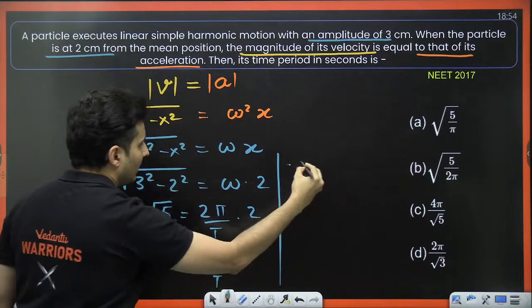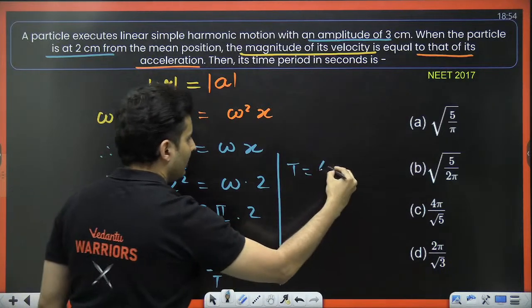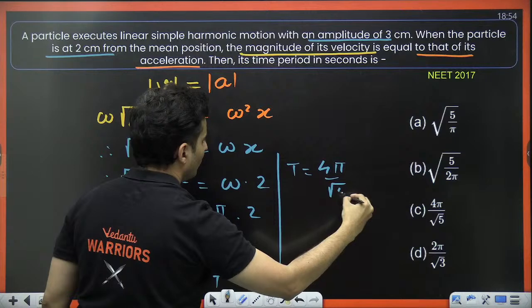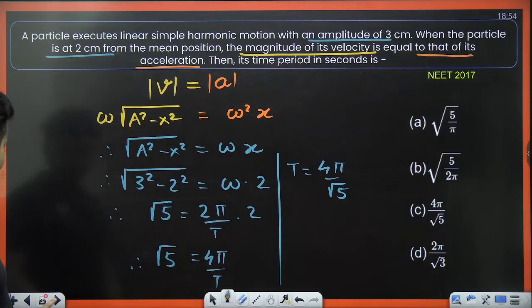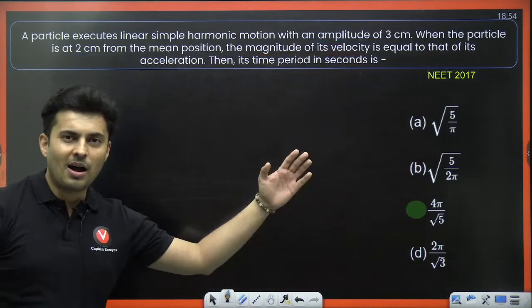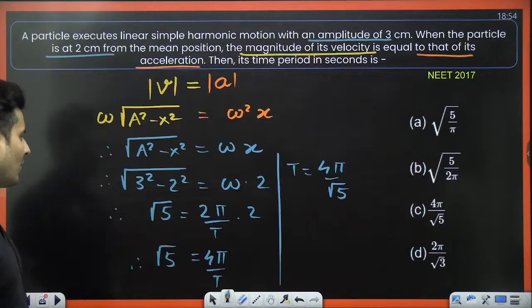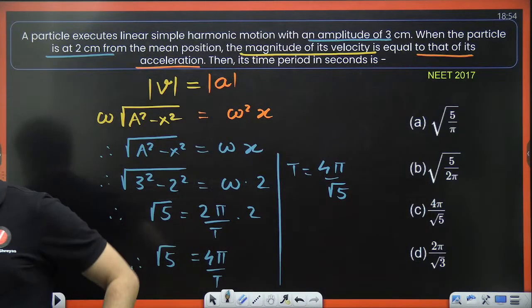But I don't want that. I want time period. Time period will be 4 pi by root 5. 4 pi by root 5 is there as option C, whatever you want to call it. Option C. Yes, definitely.